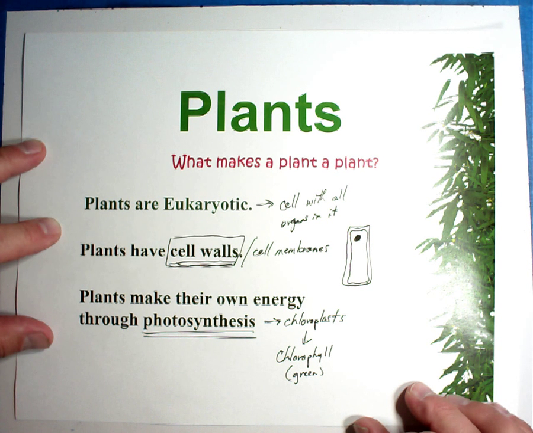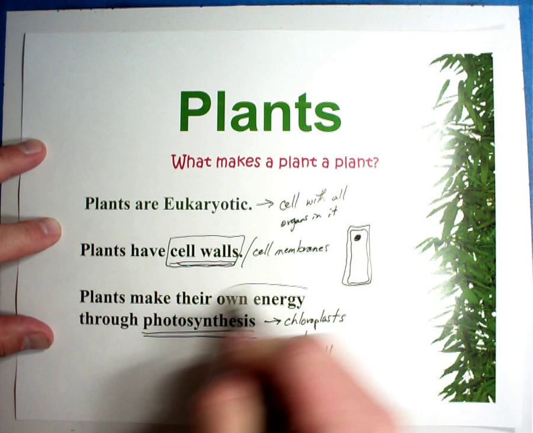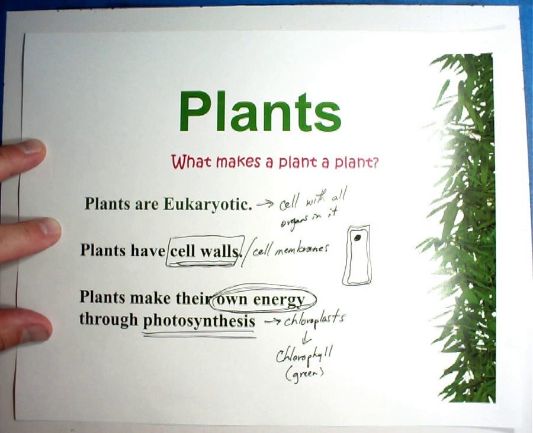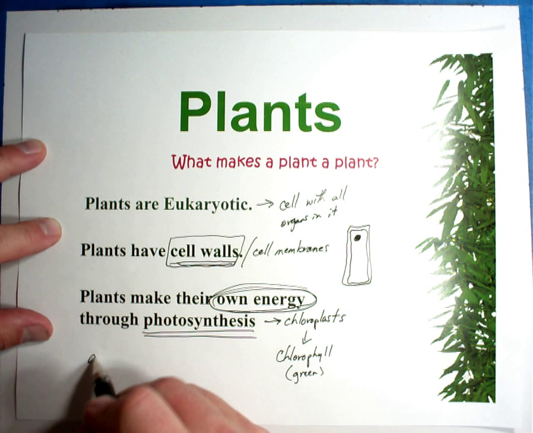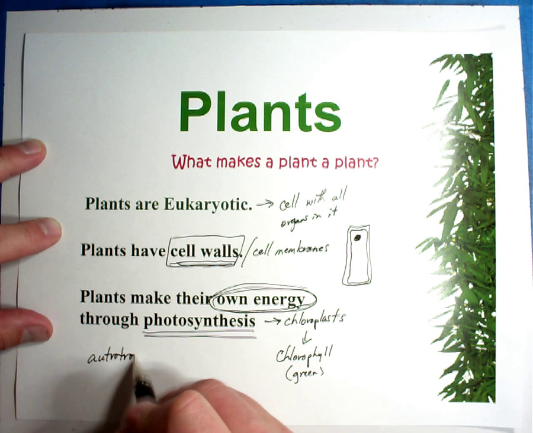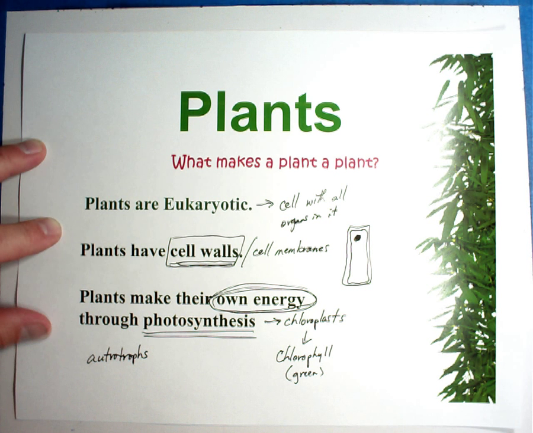Photosynthesis is unique to plants. They can produce their own energy. That's what's really important here. They produce their own energy. Now, there is a term for that. I used it in one of the other videos, but I'm going to go ahead and say it again. There are autotrophs. Plants are autotrophs. Okay, they can make their own energy.